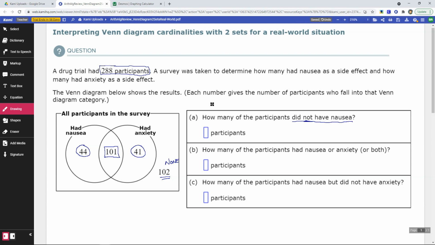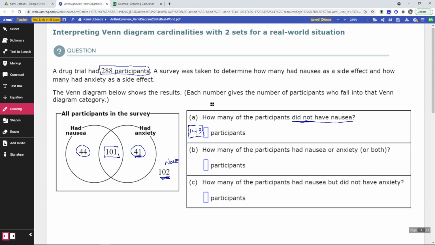So those that only had anxiety and those that had no side effects whatsoever would be those that did not have nausea. So we would have to add 41 and 102, and we would get 143 participants that did not have nausea.